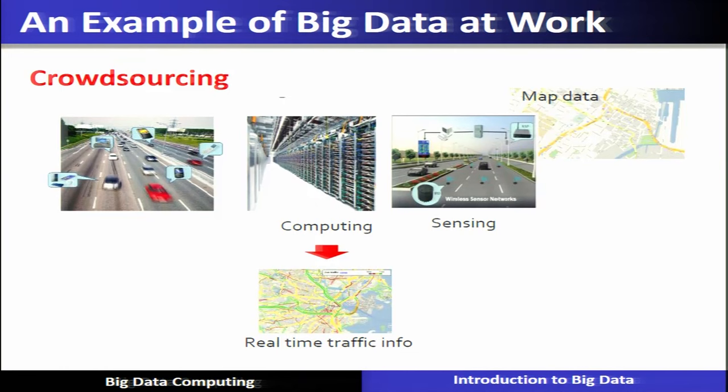Another example of big data at work is crowdsourcing. Using crowdsourcing, this data is captured and computation is performed on it to gain insight into traffic congestion on the roads, or for sensing where, let us say, an ambulance is moving and requires a green path. It will also give a route on the map, and the routes are computed using this situation, which is dynamically changing at a particular time.